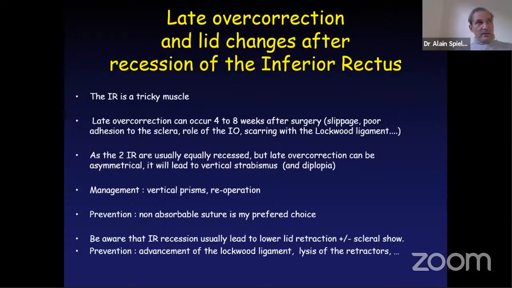There are many ways to prevent the inferior rectus slippage. I will not make a list of all that has been suggested. My preferred choice is to use non-absorbable suture. And if I do a vertical Kestenbaum surgery on the inferior rectus and on the superior rectus muscles, I usually will use an adjustable suture on the superior rectus rather than the inferior rectus, because adjustable suture is a risk factor for late slippage of the muscle.